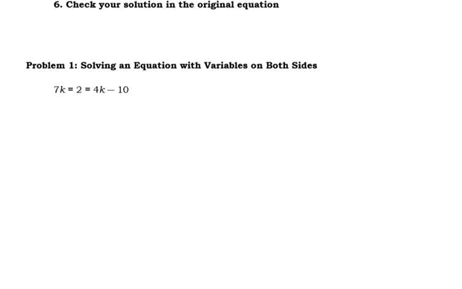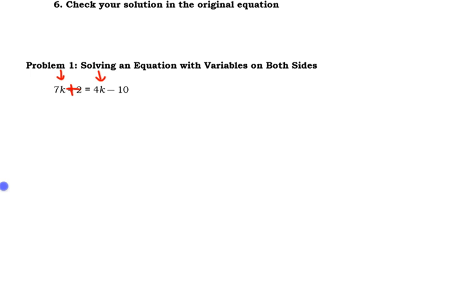So in problem 1, solving an equation with variables on both sides. First of all, the 7k equals 2 should be a 7k plus 2, so we have a typo there. Now notice that you've got a k on the left-hand side and you've got a k on the right-hand side. We don't want the variables on either side of the equal sign. We want them on the same side.